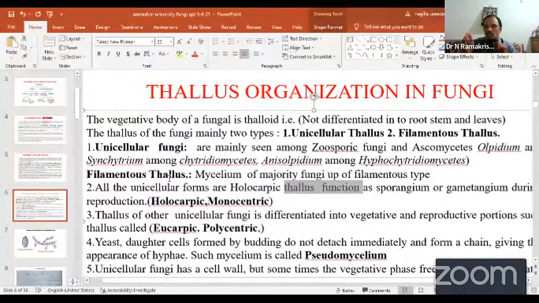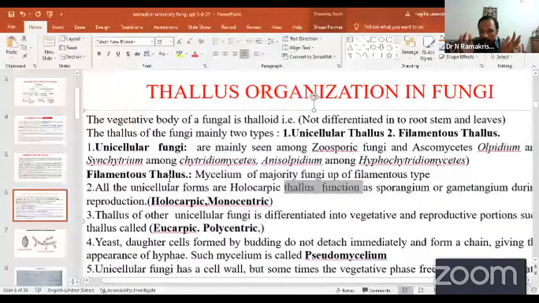The other one is monocentric. In the second type, the thallus of other unicellular fungi is differentiated into vegetative and reproductive portions. Such a type of thallus is eucarpic, and the other name is polycentric. For example, you see here this is one fungus. When it goes to reproduction, the entire fungus is modified into a reproductive organ. We call that holocarpic fungus. The second one is eucarpic. Eucarpic means, for example, you see here this is the entire fungus.